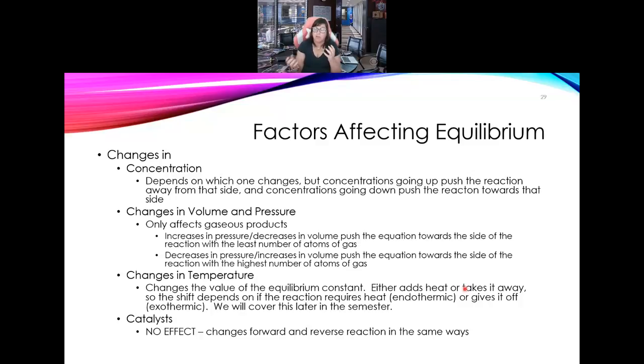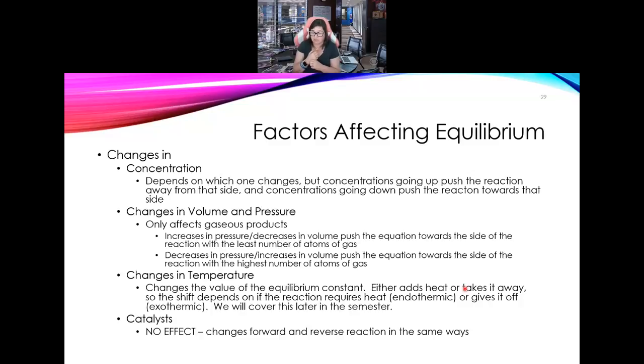And so I'm going to have to shift based on what kind of reaction this is, endothermic or exothermic, to deal with that. Now, the other thing that happens is that it changes the value of K. Once that temperature changes, I'm going to have a different ratio of product to reactant. It's not necessarily easy to predict how it's going to change, so we don't really talk about that, but it is going to change it.